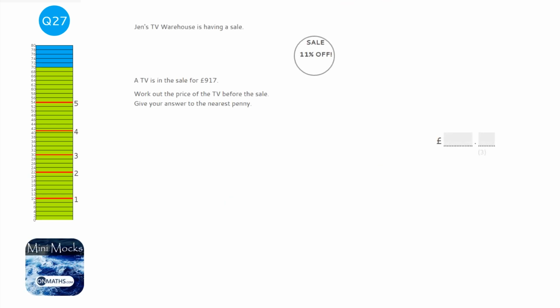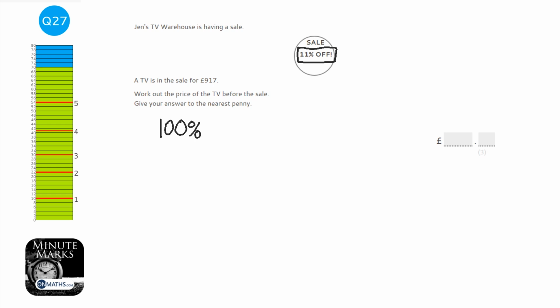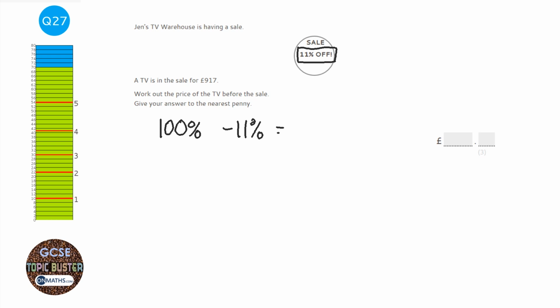The easiest way to answer this question on the calculator paper is to think in terms of multipliers. Now multipliers are a nice easy decimal you times something by to do whatever the question's asking you to do. So either increasing it by a percentage or decreasing it by a percentage. So if we ignore the second part of the question, just focus on this bit, 11% off. We always start off with 100%, always, and 11% off would have taken away 11% from that. So that's going to leave us with 89%.